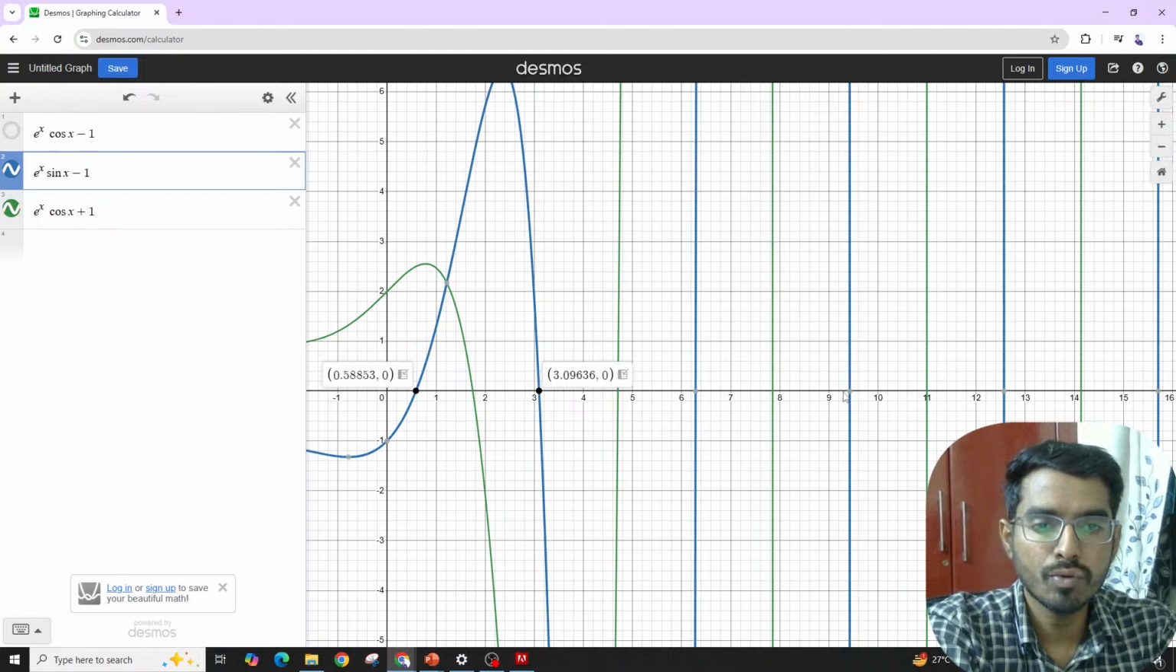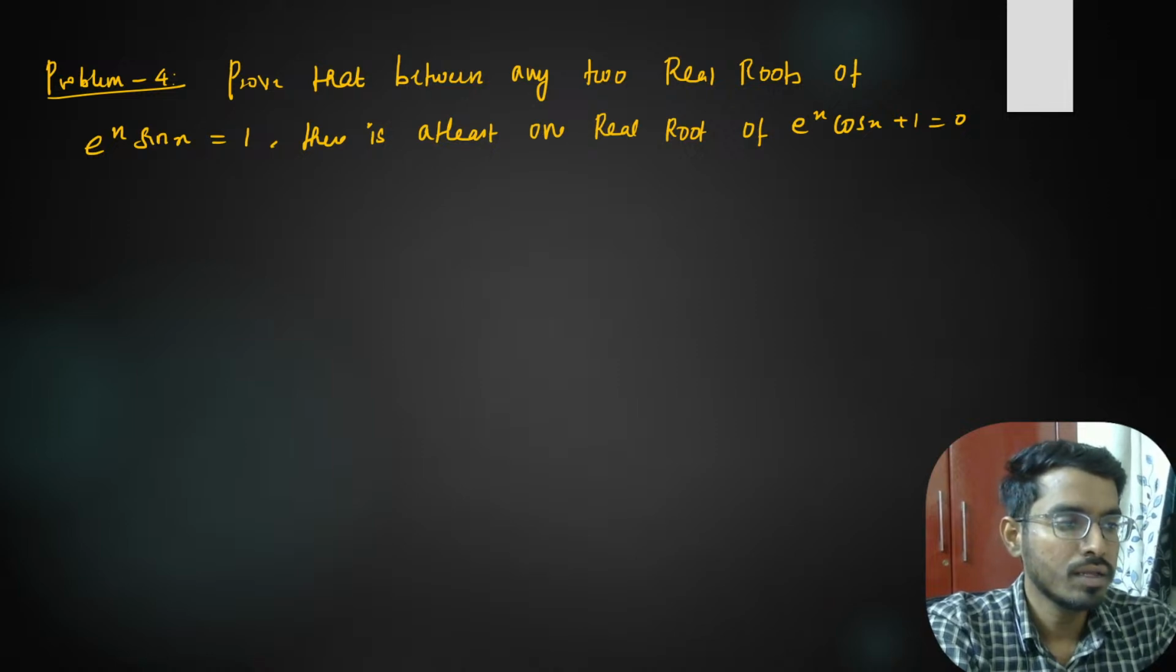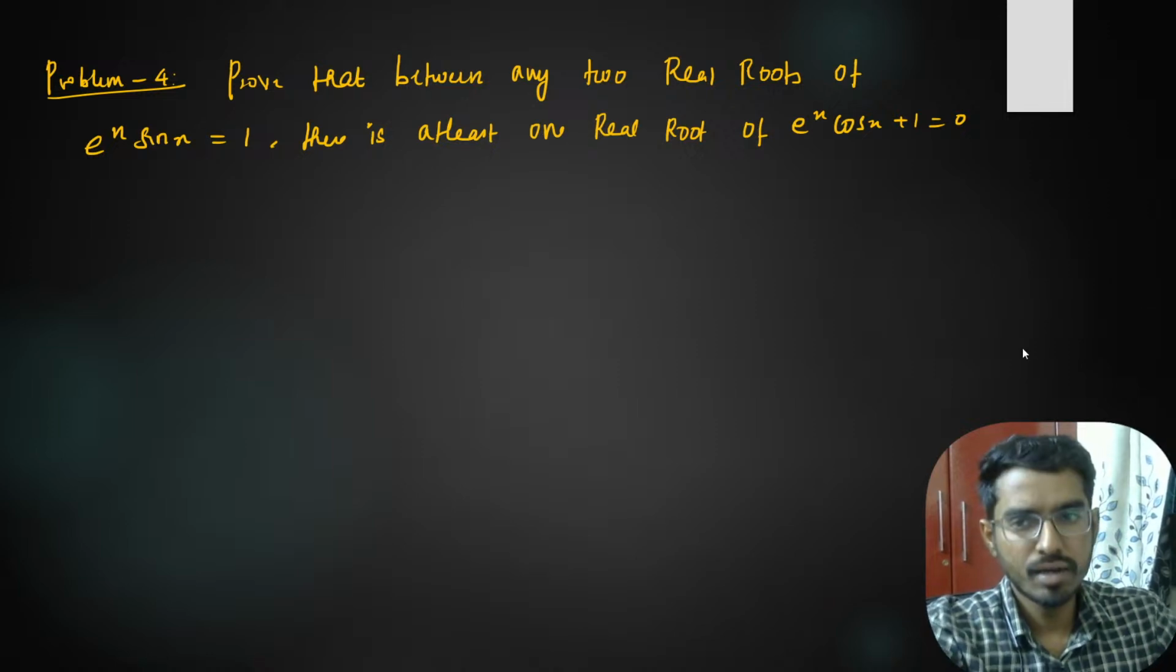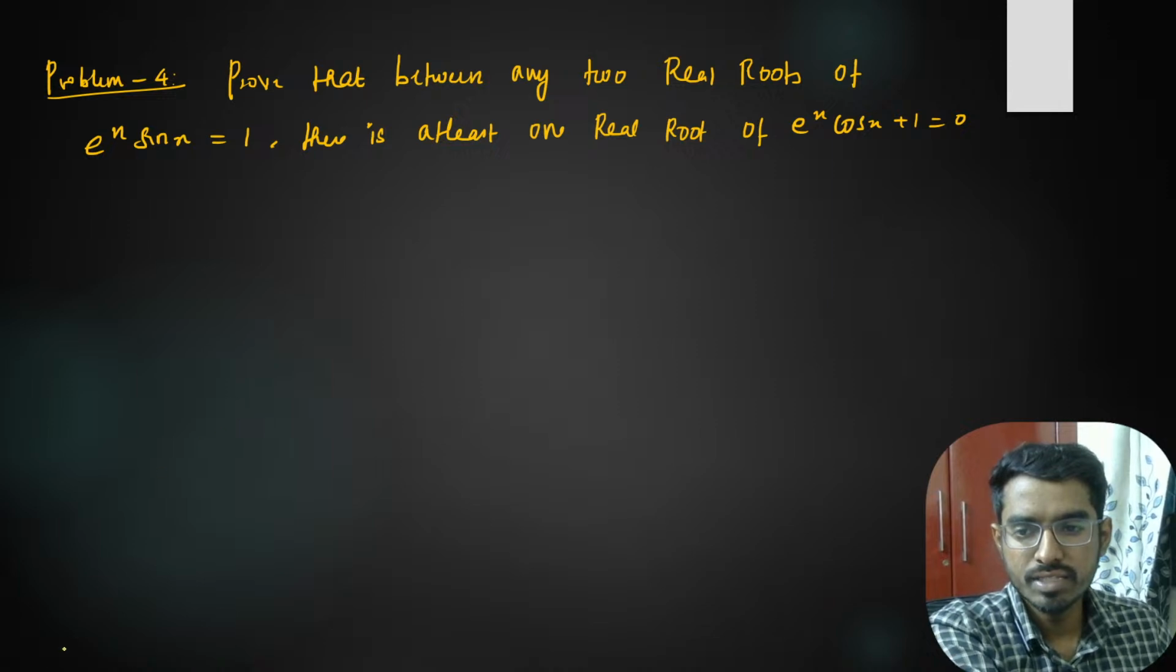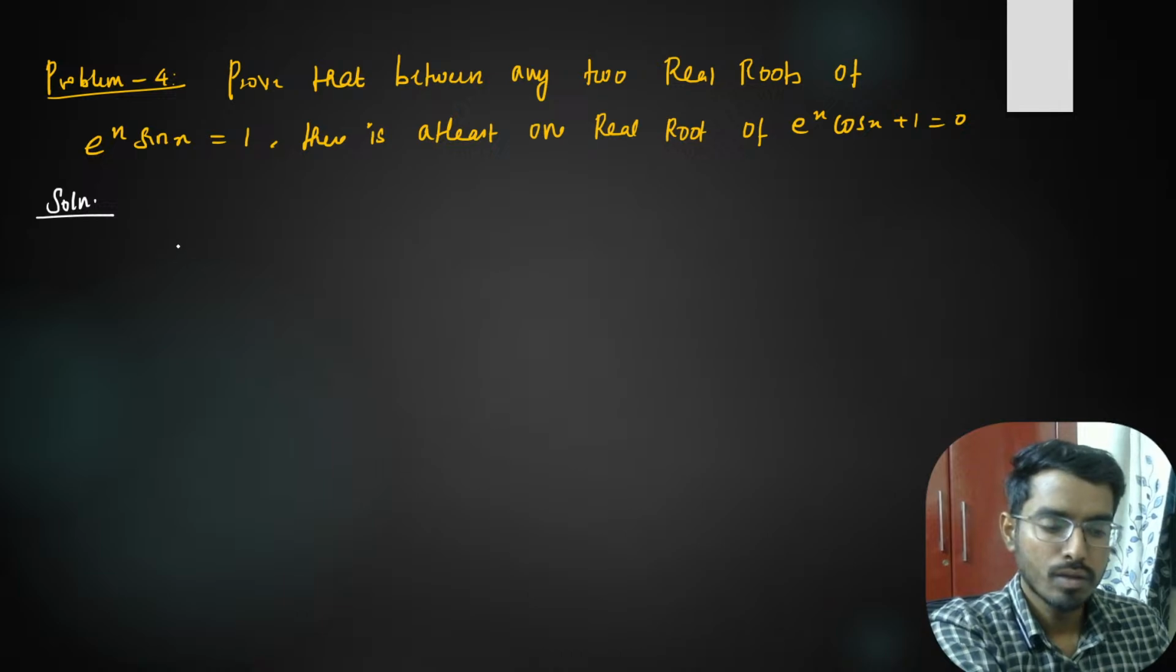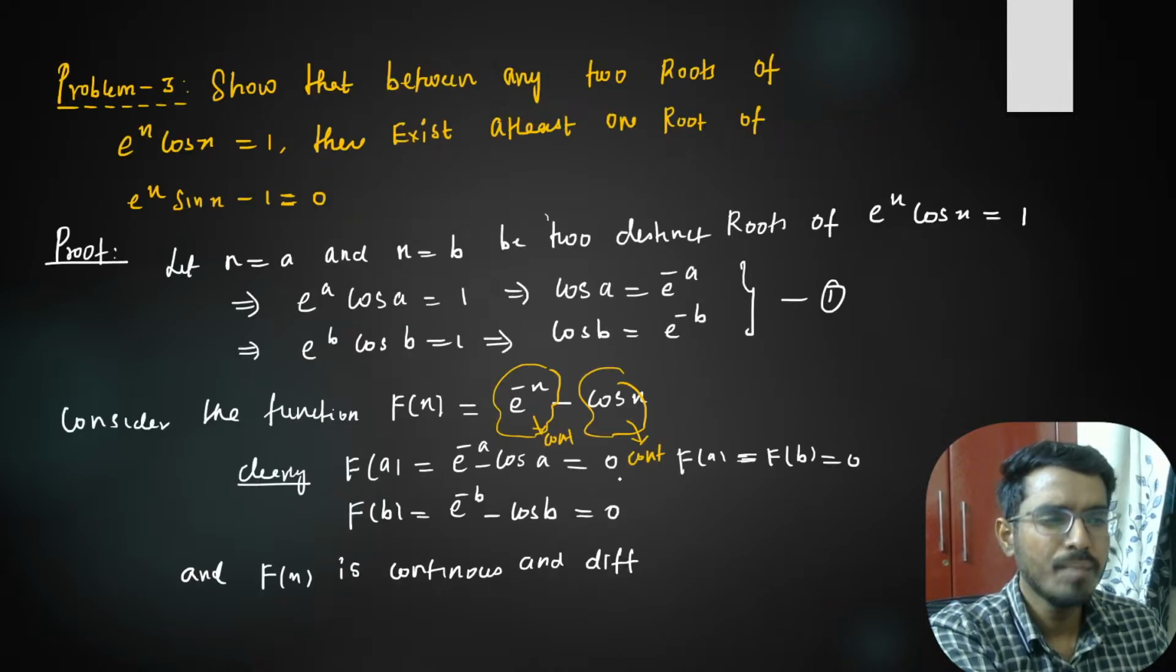You can see between any two roots of blue. Let us say this is our first root, this is a second root. You can see three roots, but I can always find at least one root between any two roots of e^x sin x - 1, right? This is what the next is. I think you can do the same thing, right? You define a function, the same idea.